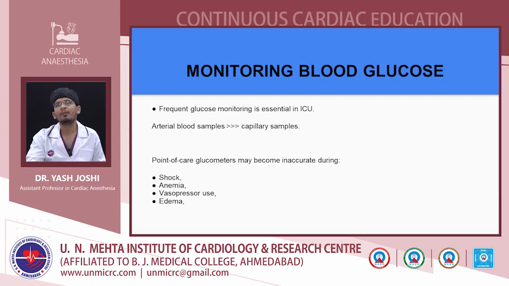The point of care glucometers may become unreliable during shock, severe anemia, vasopressor therapy, peripheral edema, and poor tissue perfusion conditions. For patients receiving intravenous insulin infusion, glucose measurements are typically obtained every hour till the patient becomes stable, and then every 2 to 4 hours depending on the patient's protocol as well as condition. Remember that insulin adjustments are only as good as the glucose measurement guiding them.